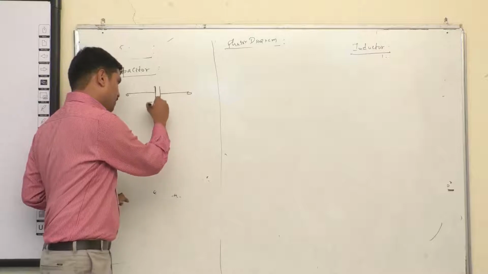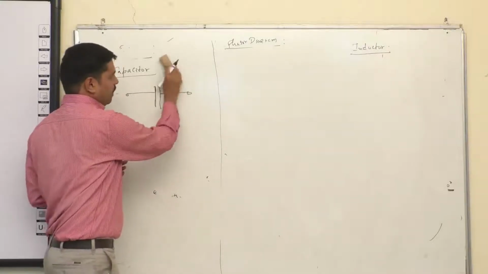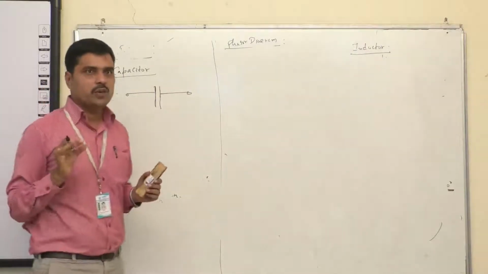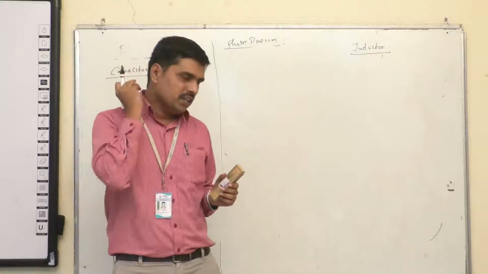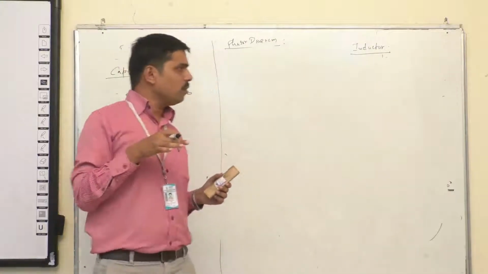This is the symbol of a capacitor. If you draw it like this, it is the symbol of a battery. So you need to have that. So this is a capacitor. A capacitor is also an energy storage element, but it stores the energy in the form of voltage. If you see an inductor, the energy is stored in the form of current.